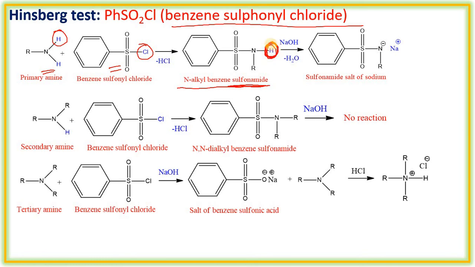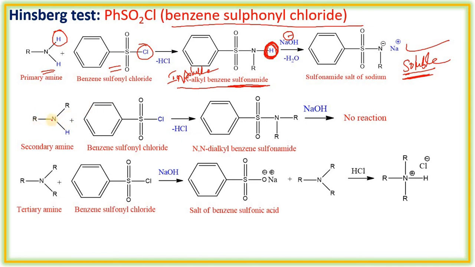This acidic hydrogen will be abstracted by the OH minus, and there is a formation of salt. So this salt is soluble in aqueous medium. So there is a formation of sulfonamide salt of sodium. This is soluble. Actually, this sulfonamide is insoluble in aqueous medium, but when you convert this one into salt of sulfonamide, there is a formation of clear solution. So this one is soluble.